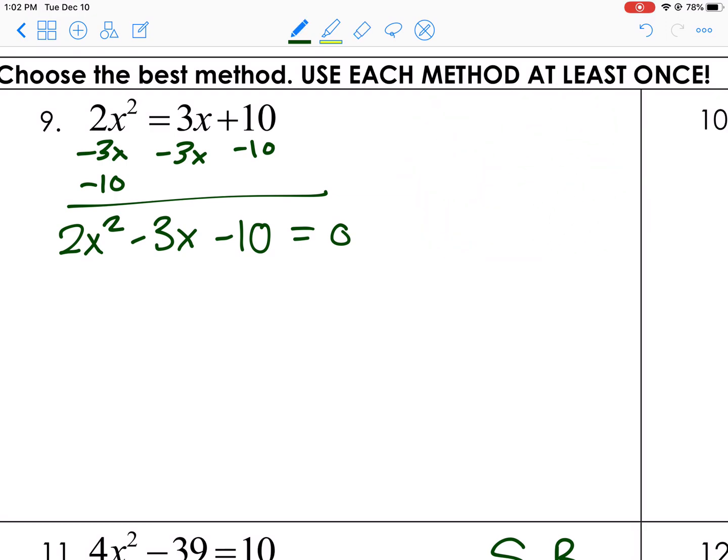Okay, so next I want to see, is it a good candidate for completing the square? To decide if it's a good one for completing the square, remember that we want a to be 1. So I would divide every single term by 2. And then I want to look at my b value. If I take that and divide by 2, negative 3 halves, do I get an even number? And the answer is no. In fact, I get a decimal right off the bat. So I wouldn't solve this by completing the square, nor factoring. Instead, this would be a last resort one. I think that I would use quadratic formula here.